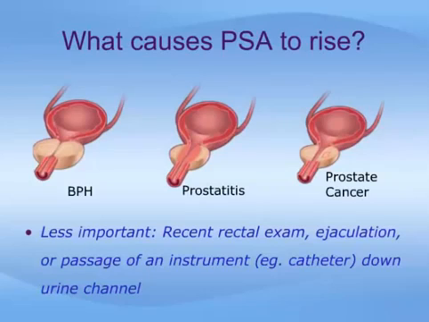Recent rectal examination or passage of an instrument such as a tube or catheter down the urine channel can also cause PSA to rise, but this is usually not significant and short-lived. Ejaculation may also cause a slight rise in PSA, and it is recommended that one abstain from ejaculation for a couple days prior to the blood test.